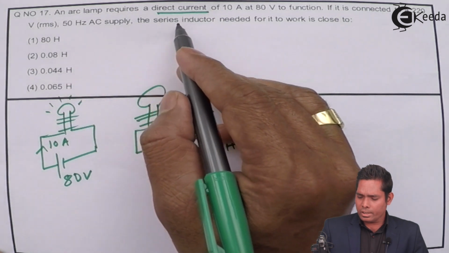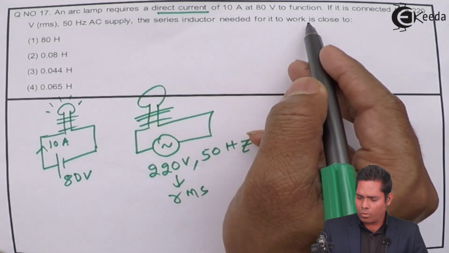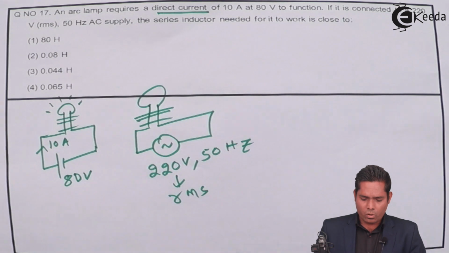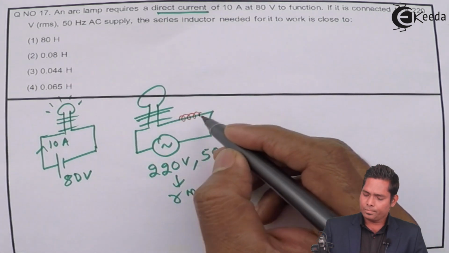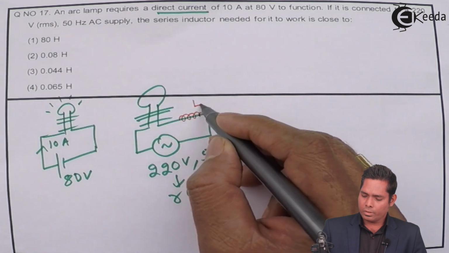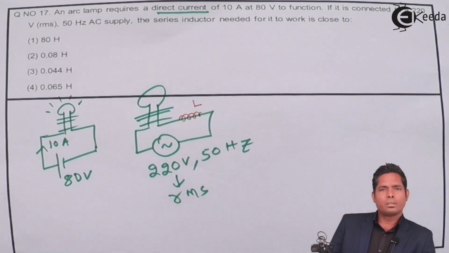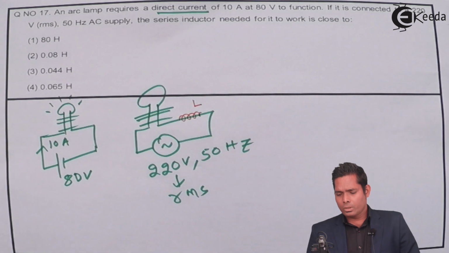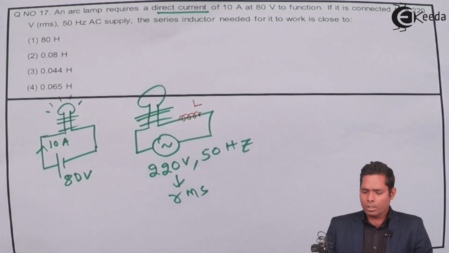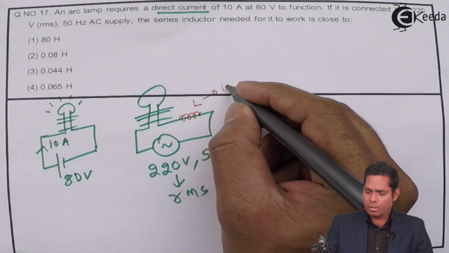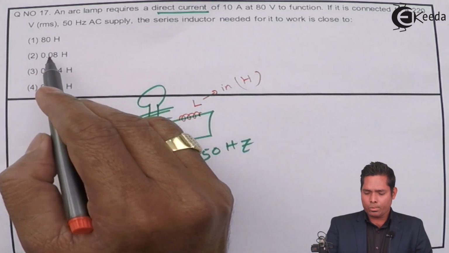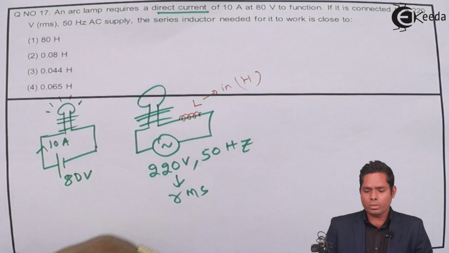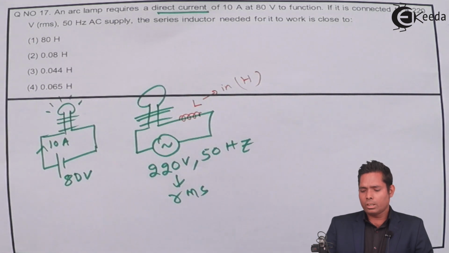Then the series inductor needed for it to work is close to. So for this purpose we require an inductor of say inductance L. So what is that value of L in Henry, we have to find. These are the options given, 80 Henry and so on. So we have to see which one is the correct answer.